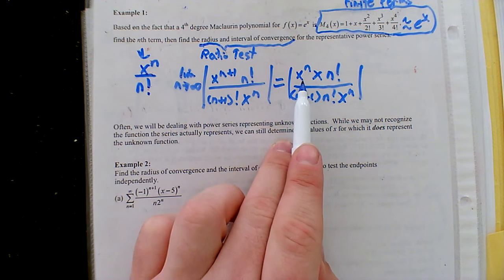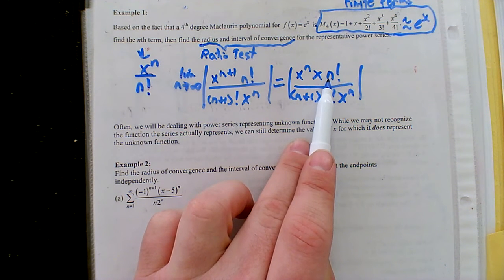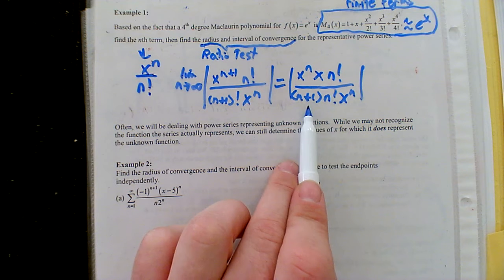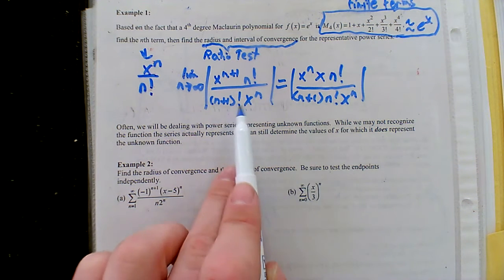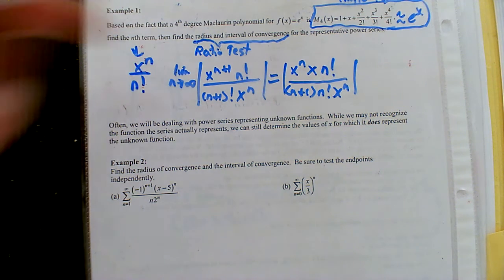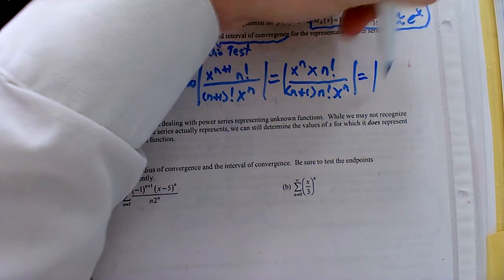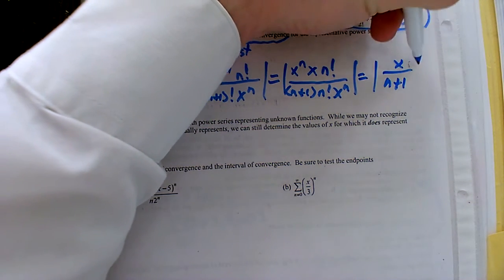So if you want to check what I got, I have x to the n on the top times x times n factorial. That's just simplified on the top. On the bottom I have n plus 1 times n factorial times x to the n. Again, simplified the bottom. Now I can cancel out terms. Any questions on how we got to that part? Okay, canceling out terms, I'm left with x over n plus 1.